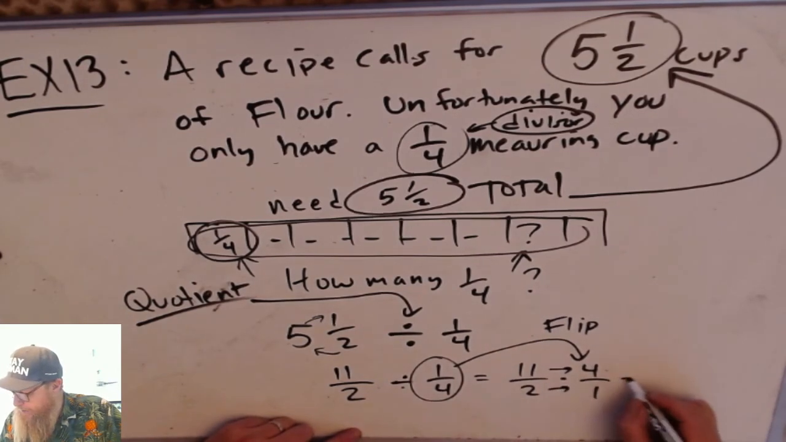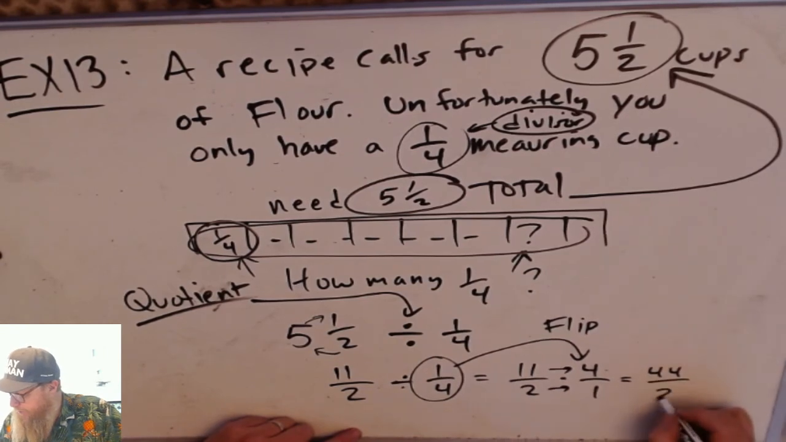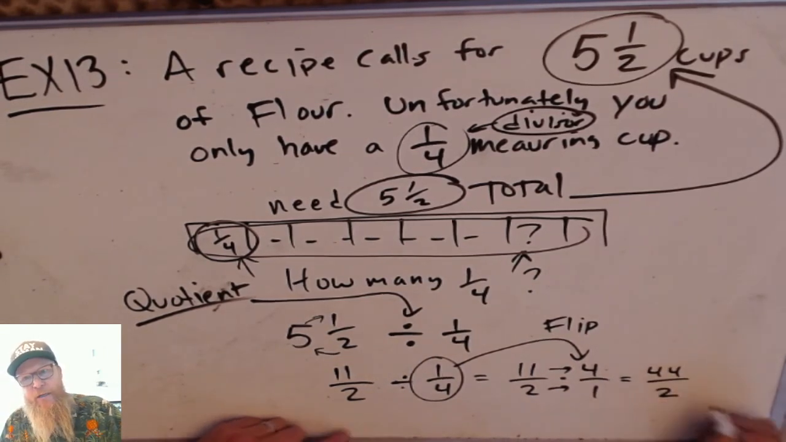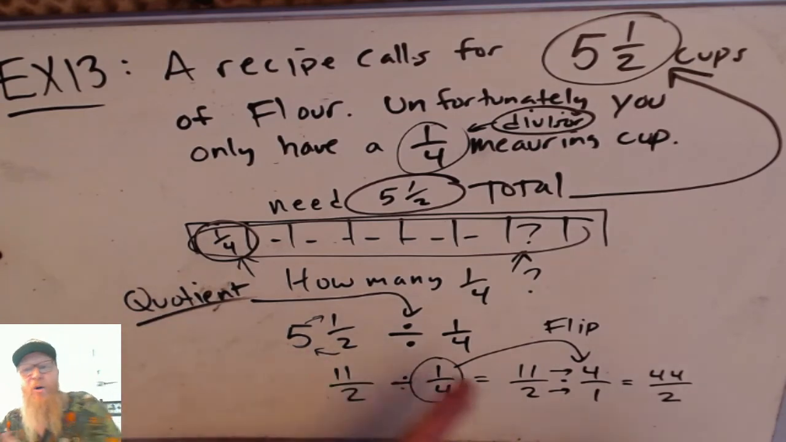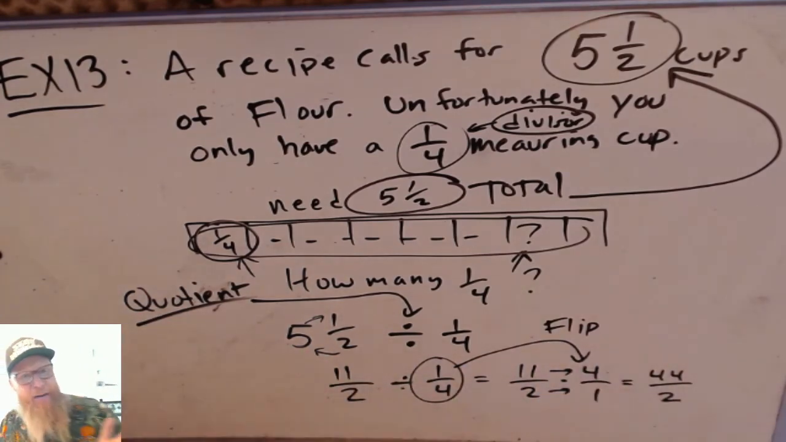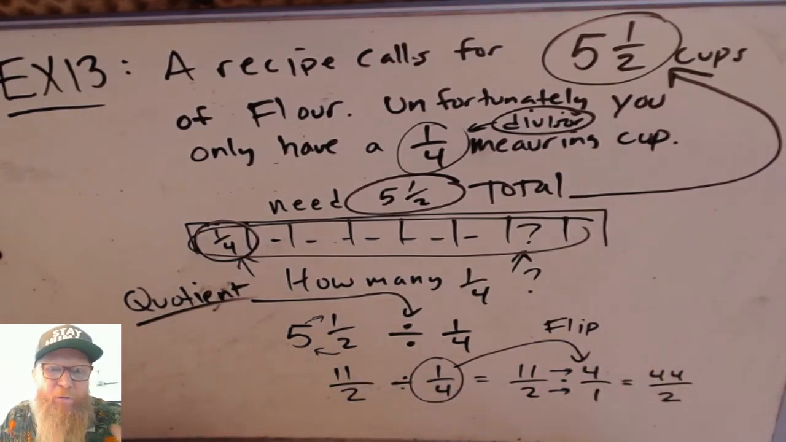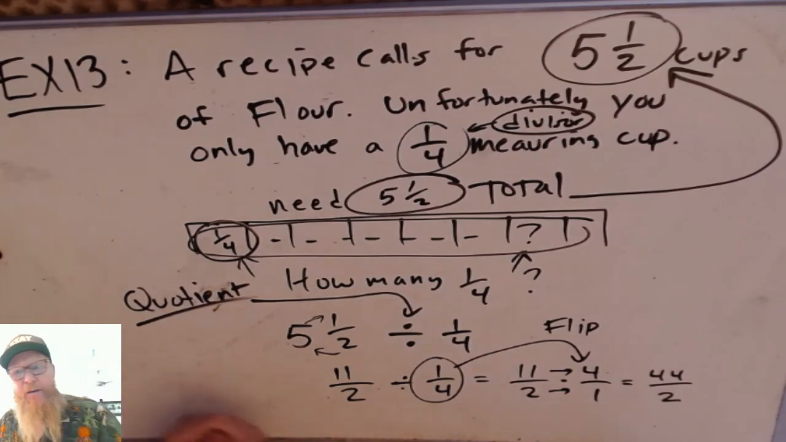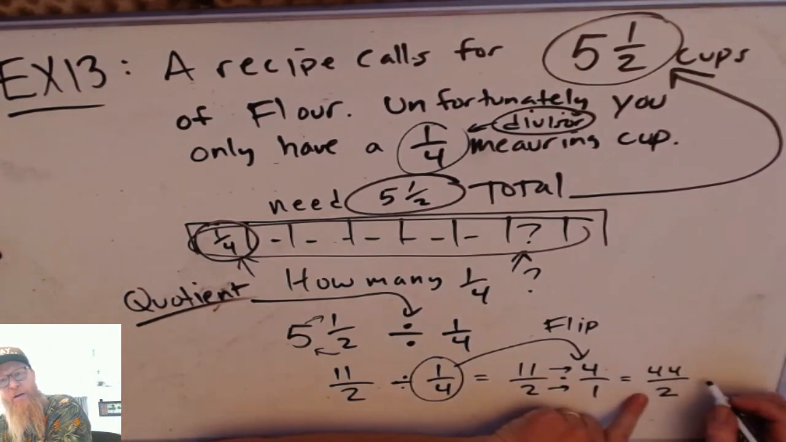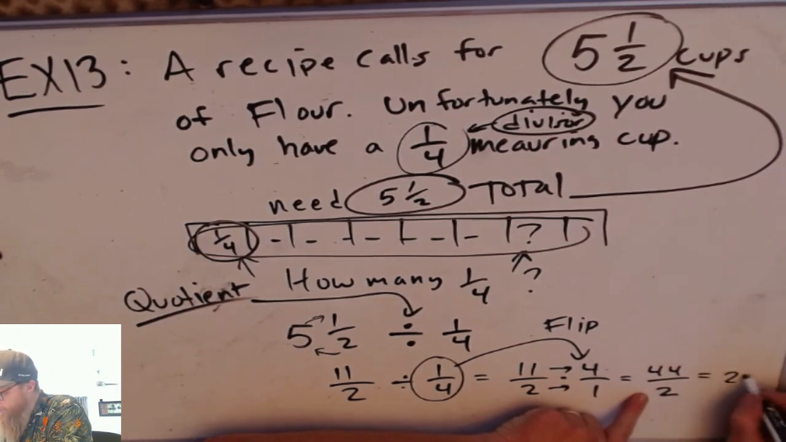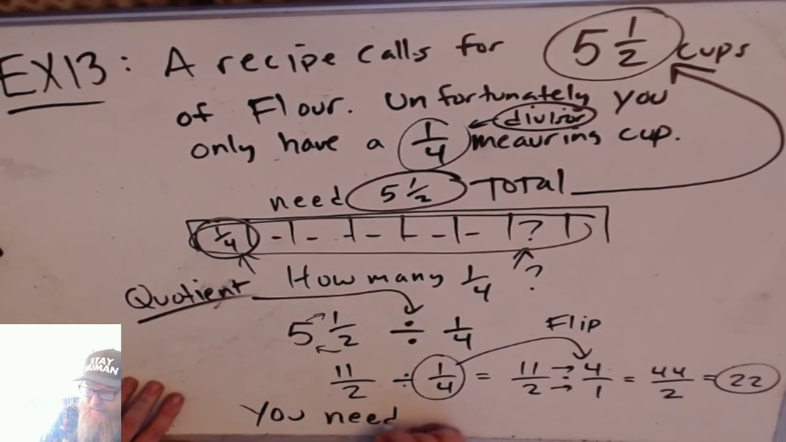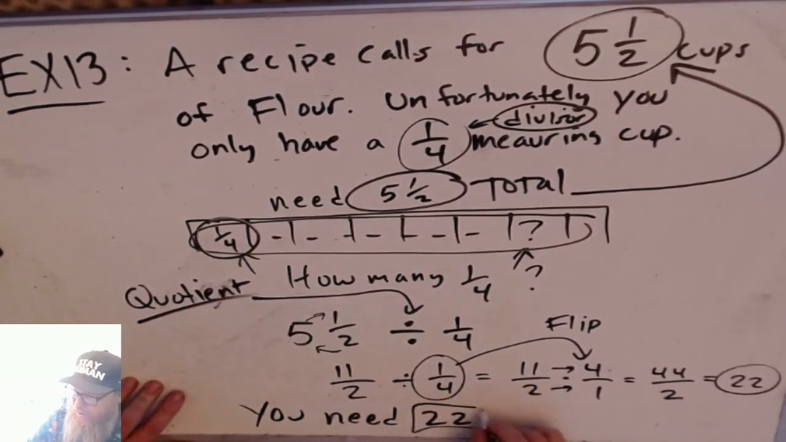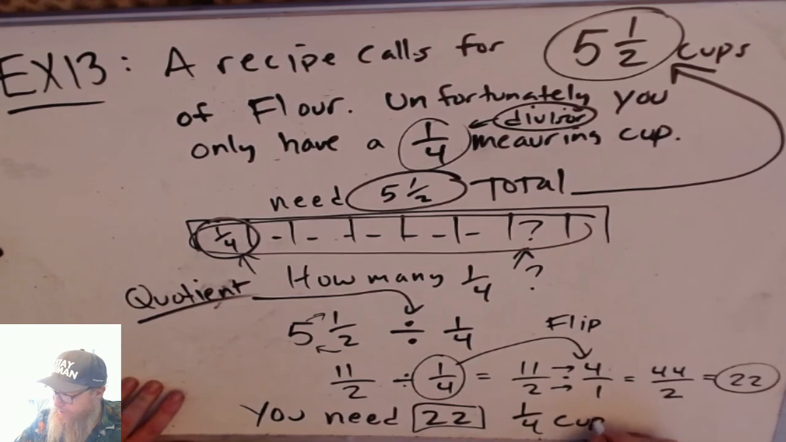Multiply straight across. That's 44 divided by 2. I forgot to reduce, but it's never too late. If you forget to reduce, don't stop. Do it at the very end. It's never too late to reduce. You can always reduce before you submit your answer. 44 divided by 2 is 22. So you need 22 1/4 cups.